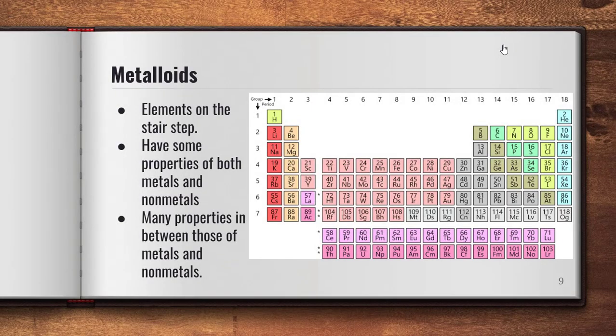Now, the stair step itself are known as metalloids, and they're in between metals and nonmetals, so they exhibit some properties of metals and some properties of nonmetals, and the properties tend to be in between that. So they're somewhat brittle, but they're also somewhat malleable and somewhat ductile, so they're kind of in between the metals and the nonmetals.